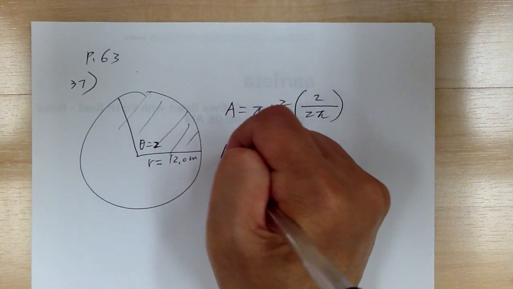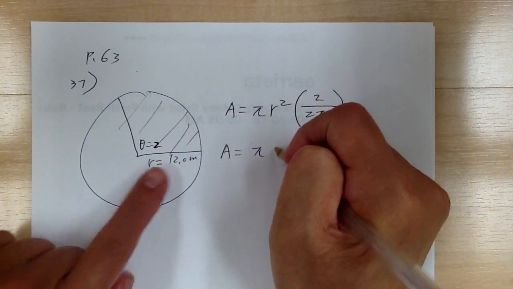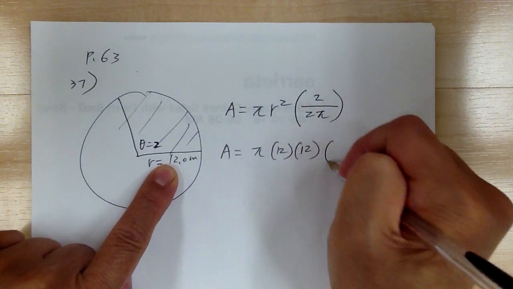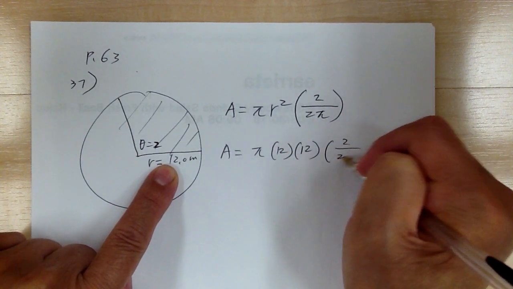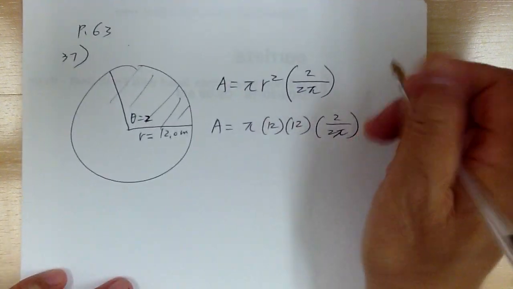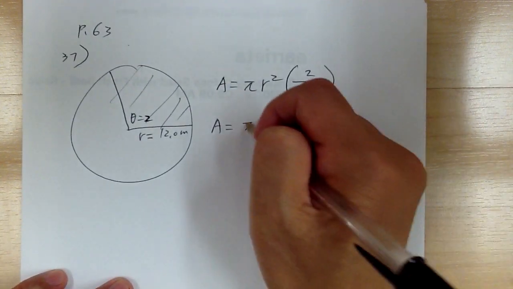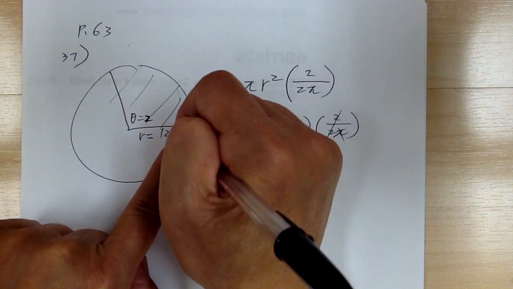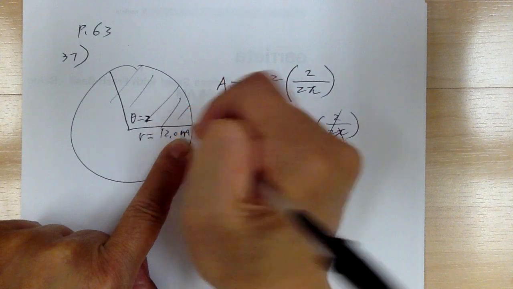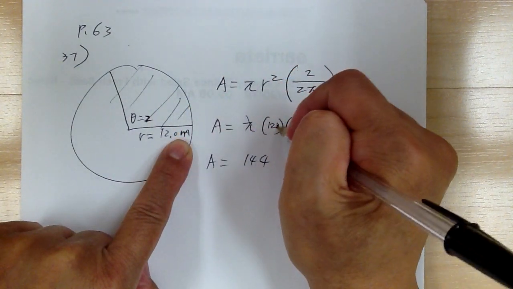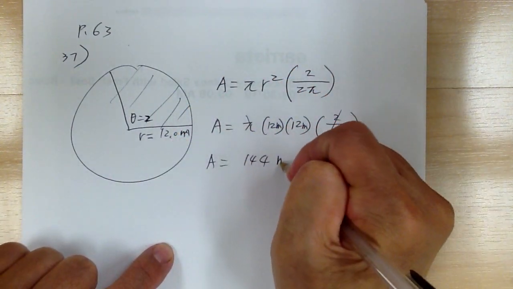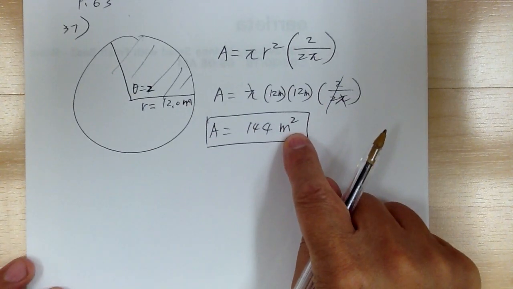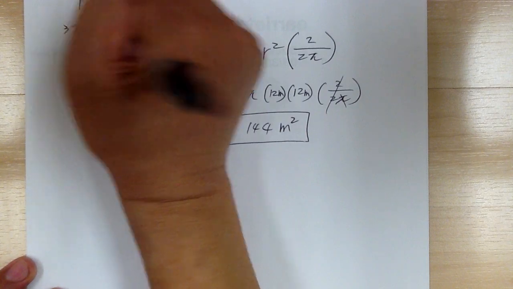Then you substitute. So area equal to pi, the radius is 12. I'm going to write it out so I can do the cancellation. Times 2 over 2 pi. Okay, so the 2 cancels out, pi cancels out, so area equal to 144, and so this is 12 meters times 12 meters. So this will give you 144 meters squared. So don't forget your label. Okay, so this is part A.